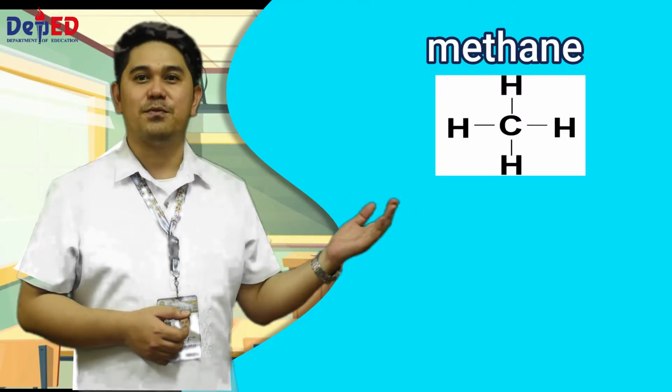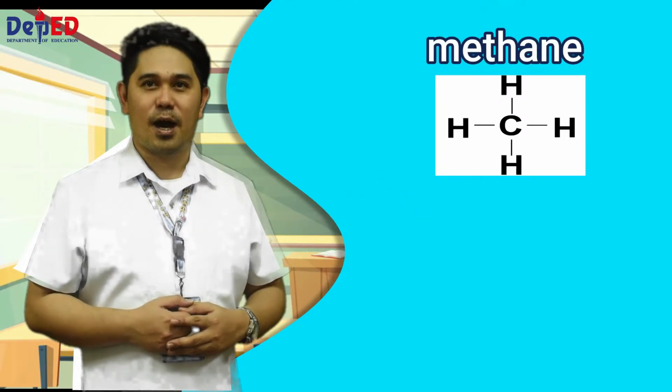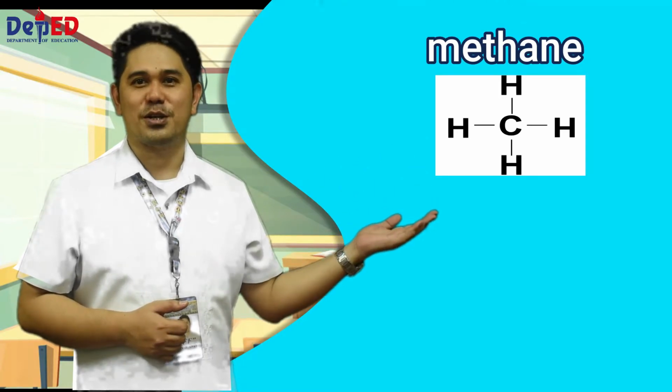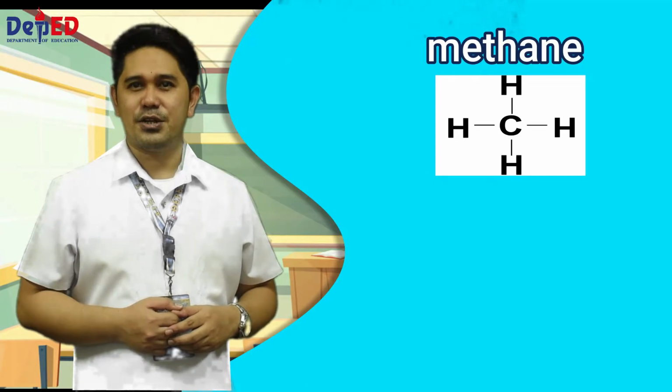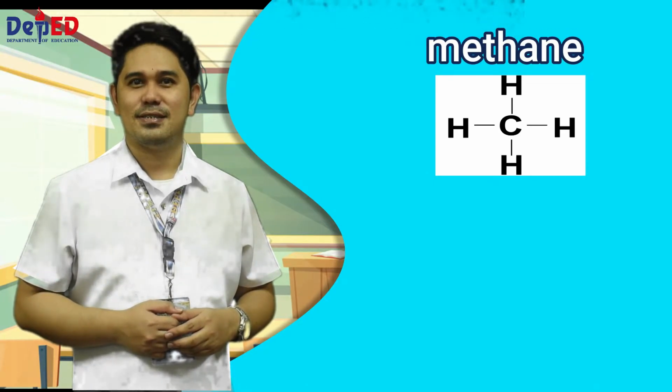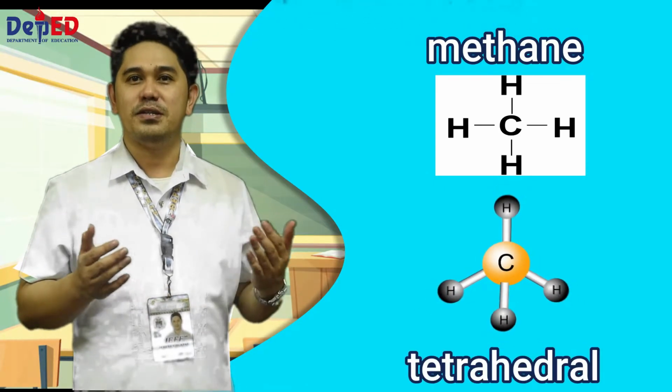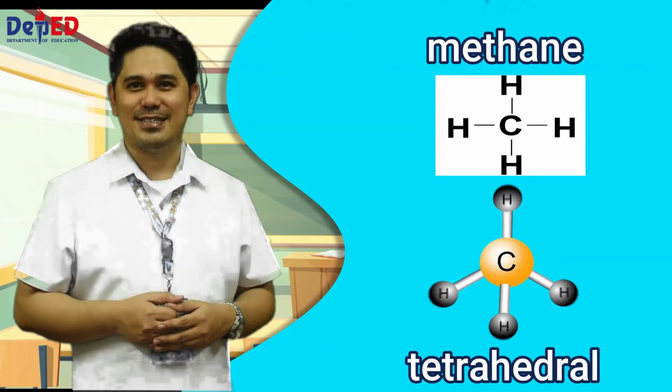For our next example, consider this molecule, methane or CH4. This is how we draw its Lewis dot structure. Then, what is its molecular shape? Correct. Methane's shape is tetrahedral.